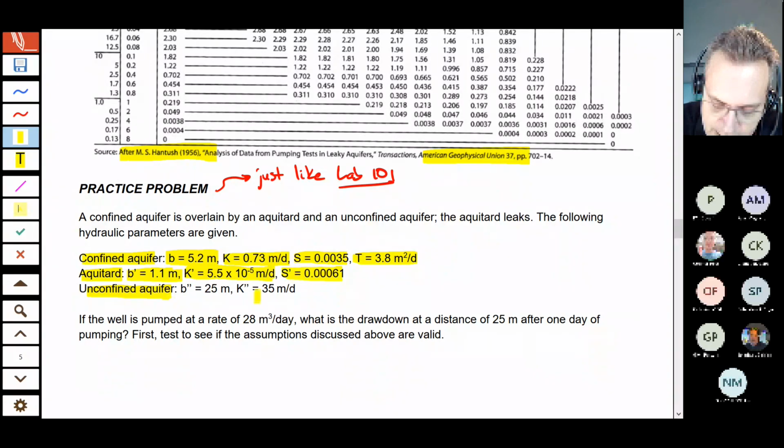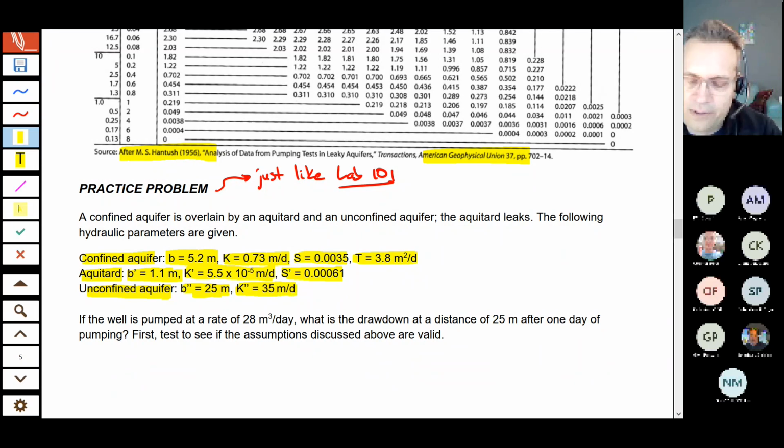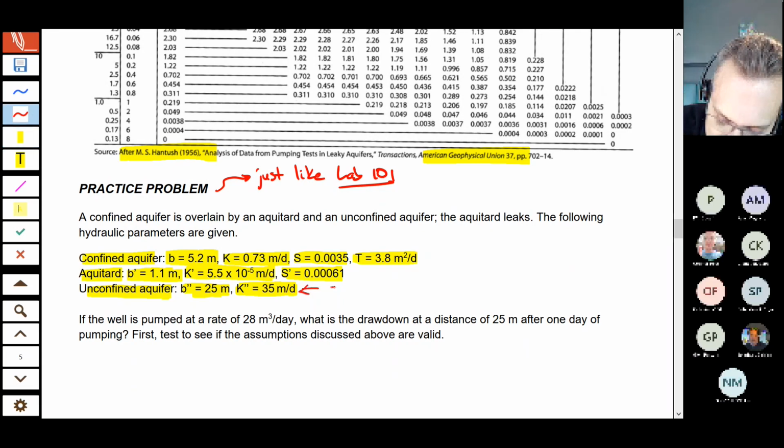And let's look at the information that we have for the unconfined aquifer. Fairly thick, and look at that crazy permeability that we have, 35 meters per day, with respect to the confined aquifer, right? So again, remember, that's going to be our source bed, another term for that, source bed. Okay, and this is the guy that's leaking.